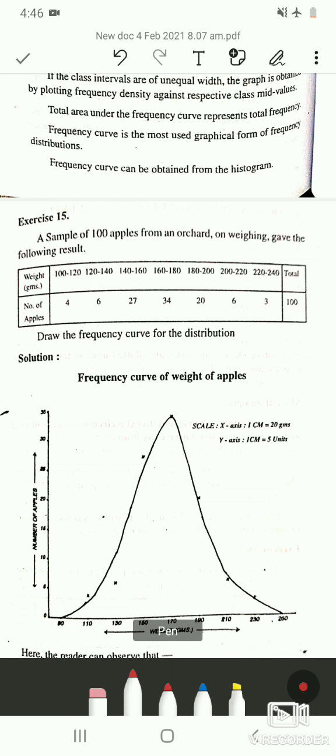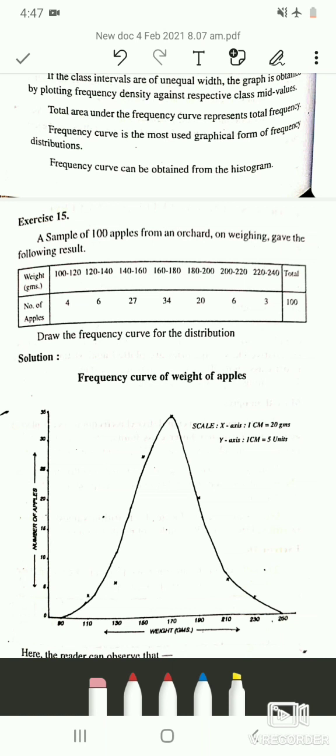So all you have to check is the class intervals. If they are of equal width, then you have to plot frequencies against their midpoints. If they are of unequal width, then you have to plot frequency density against the midpoints of the class intervals given. So here the midpoints are 110, 130, and so on. These are of equal width. So this will be the frequency curve for the given distribution.